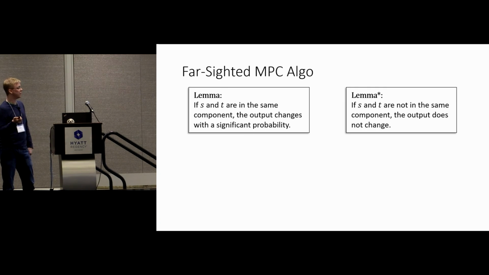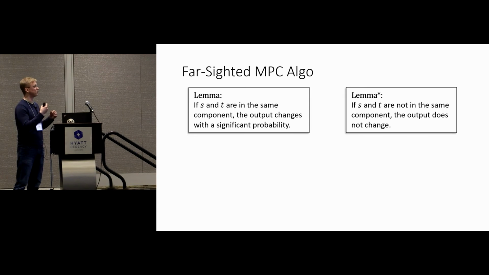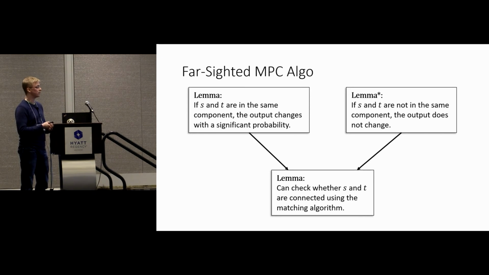All right, so what did I achieve now? I have created a test where I can check if we are in the same component, and I created a test for how I can check if we are in different components, which then concludes that I can check using a matching algorithm whether S and T are in the same component. So I use a matching algorithm, see if the outputs change, and then I can figure out if we are in the same component or not.